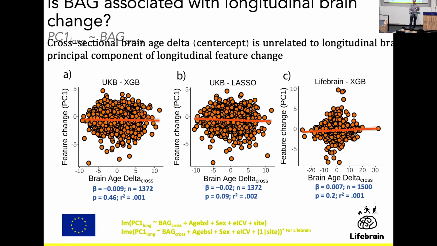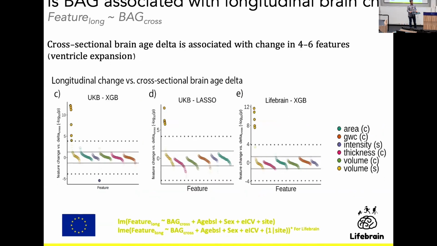Then we did the same thing, but replacing the change in delta with the first component of longitudinal change. Essentially, here we did not find any significant relationship either. And when we look at every single feature, we did find a relationship between cross-sectional delta and longitudinal change in ventricle expansion, or any features that reflect ventricle expansion, because they reflect change in the ventricle.